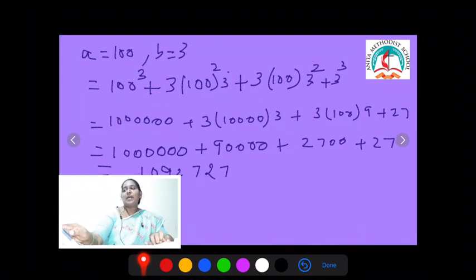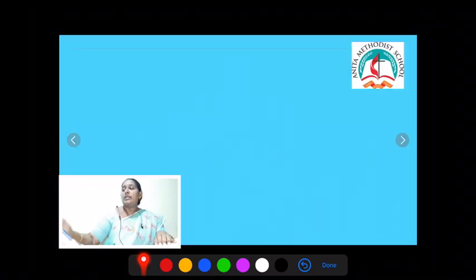So expand it, and 3 into 100 square means it is 4 zeros. So you will write 3 into 10,000 into 3 plus, expand it, children. After expanding everything, add all the numbers and write it. Okay? Understood, children? Okay children.